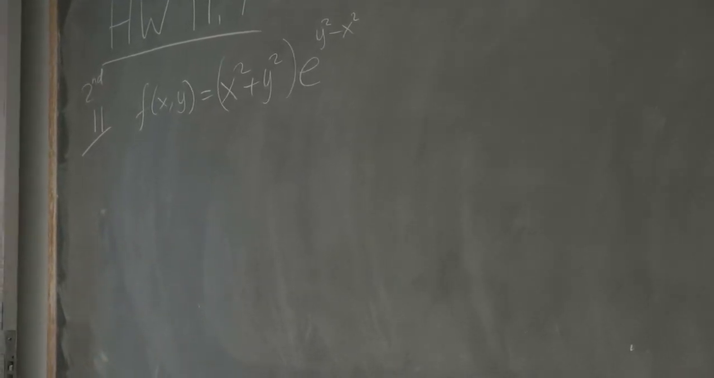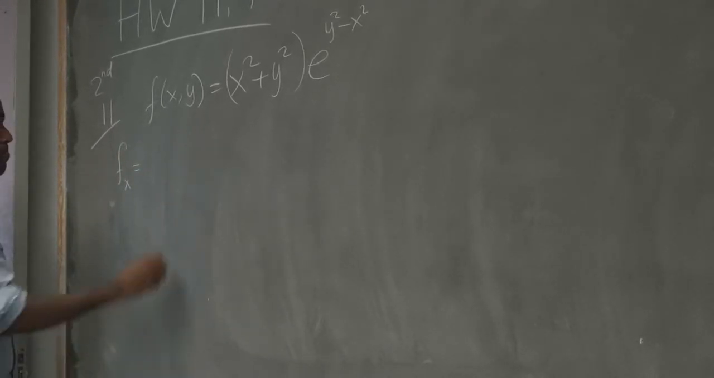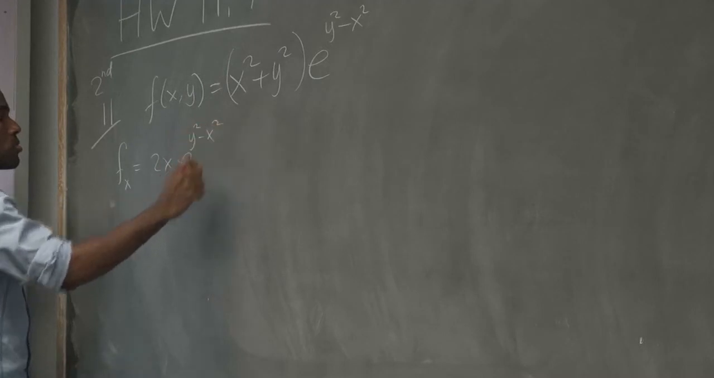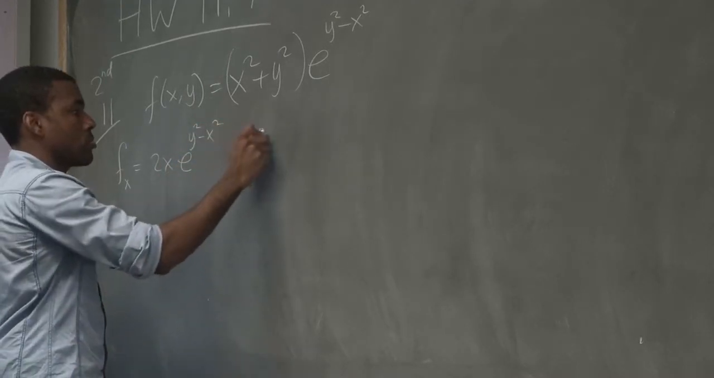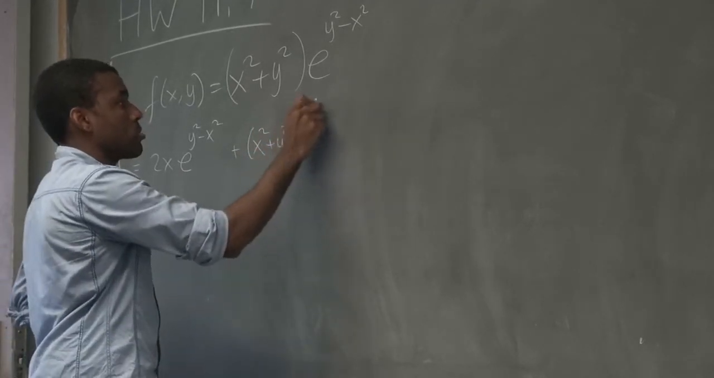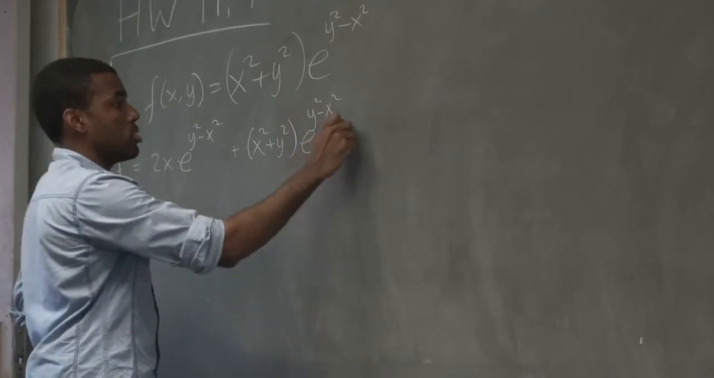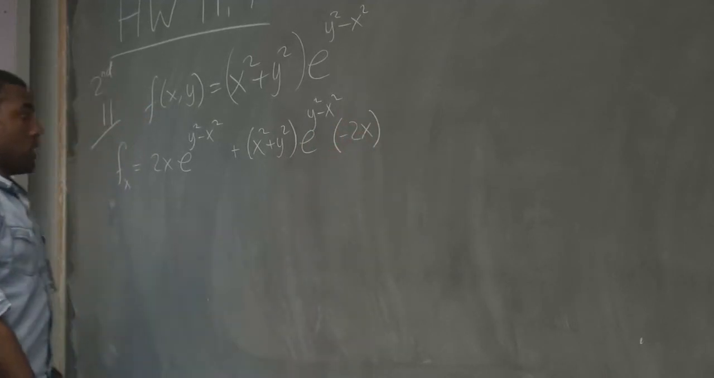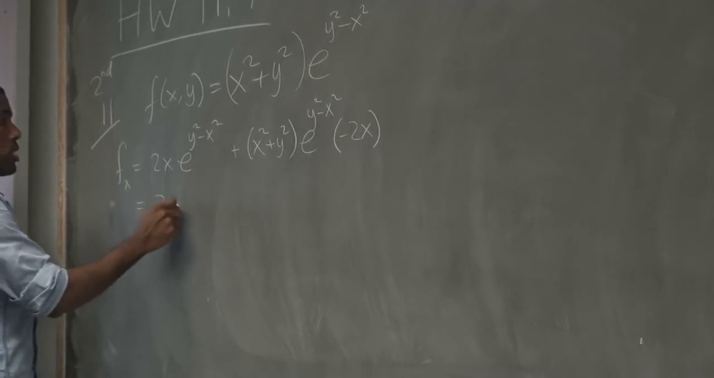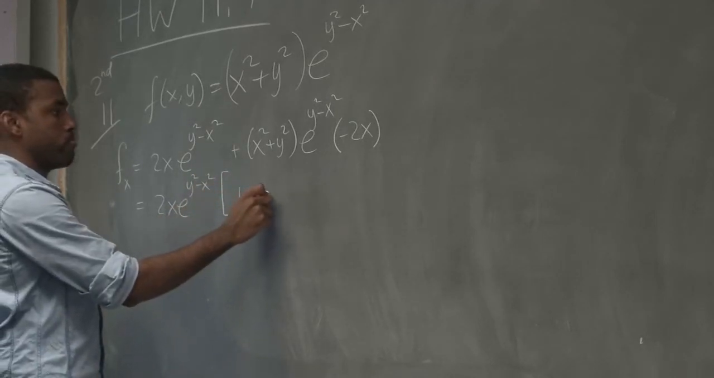We're going to find the derivatives. Okay, so the partial with respect to x is 2x times e to the y squared minus x squared, plus x squared plus y squared times e to the y squared minus x squared times negative 2x. Yes, negative 2x. Okay, and so we can factor out 2x e to the y squared minus x squared, leaving 1 minus x squared minus y squared.